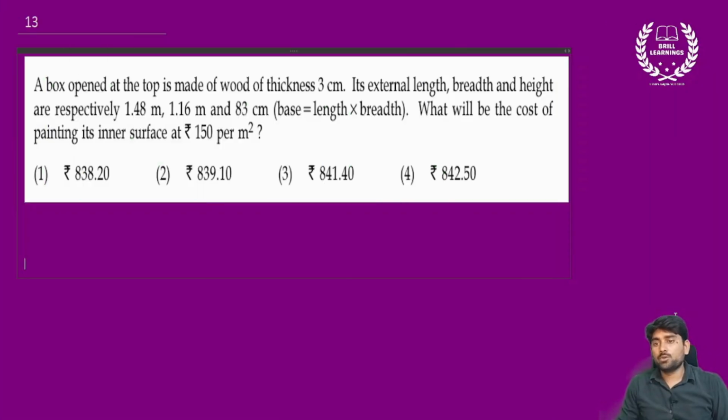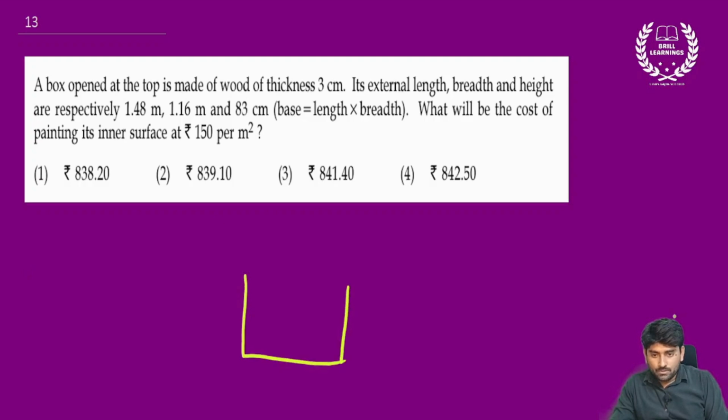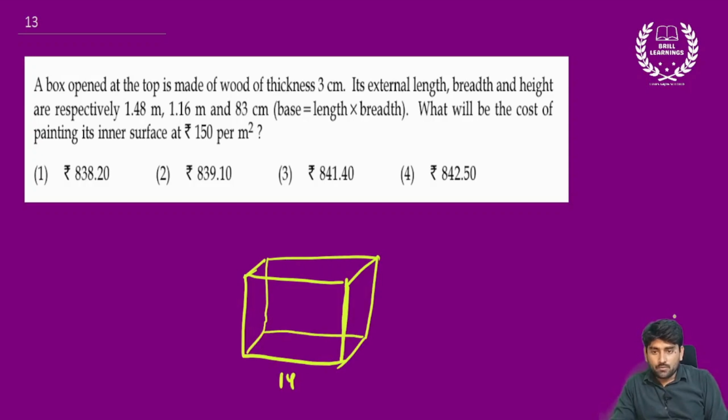The box open at the top is made up of wood of thickness 3 centimeter. This is the wooden box here, which is open top. That is open, not closed. They have initially given 148 centimeter length, breadth is 116 centimeter, and height is 83 centimeter, and it has a thickness of 3 centimeter here.